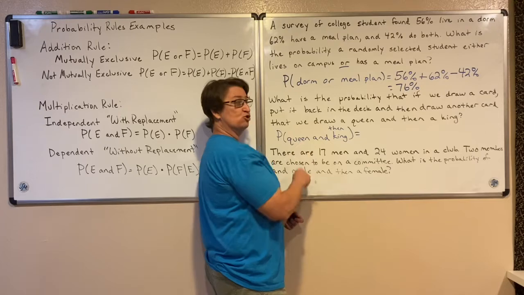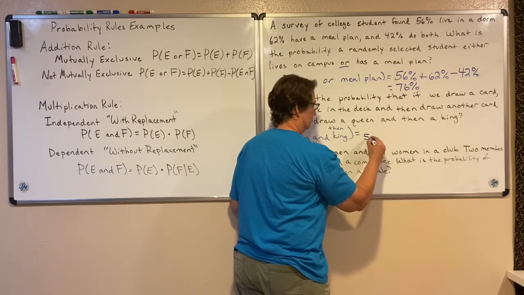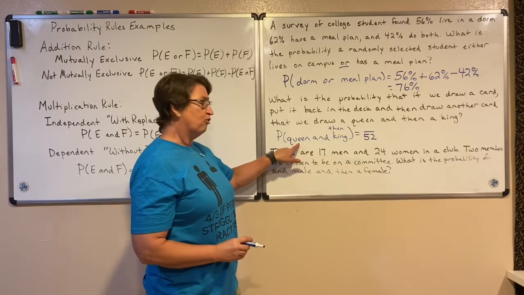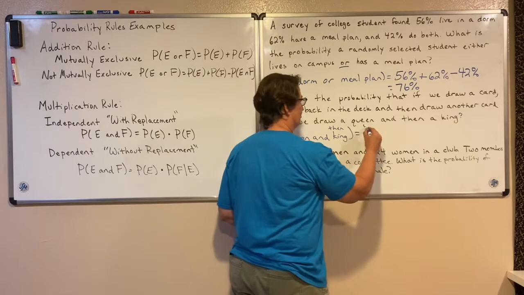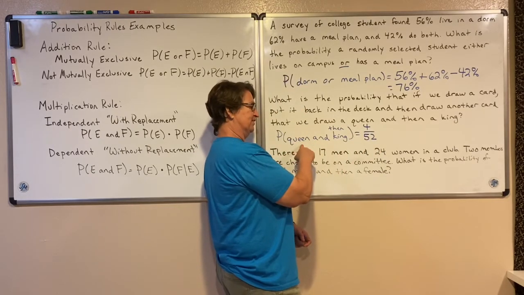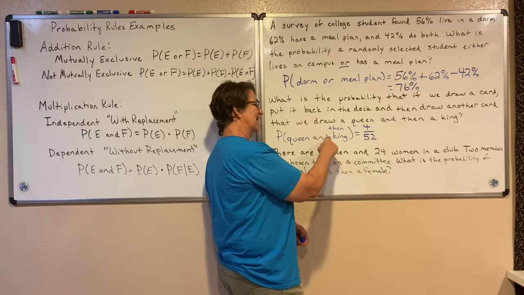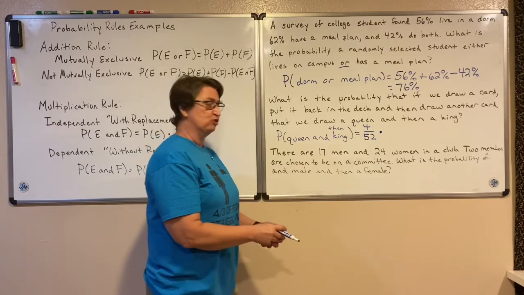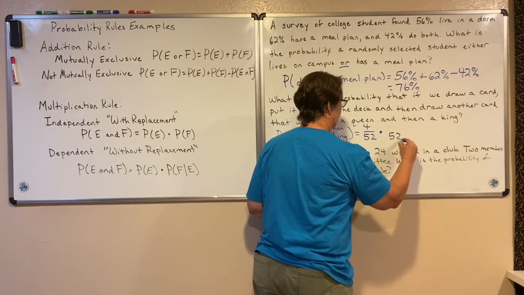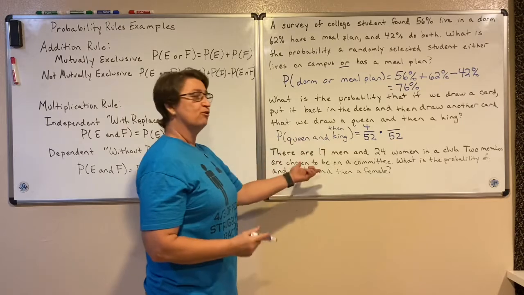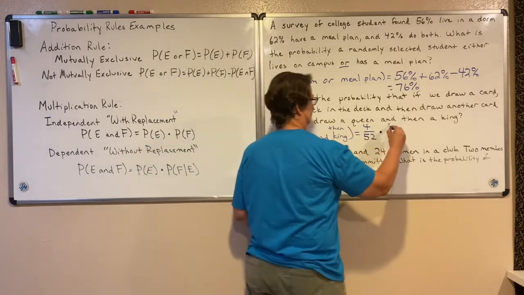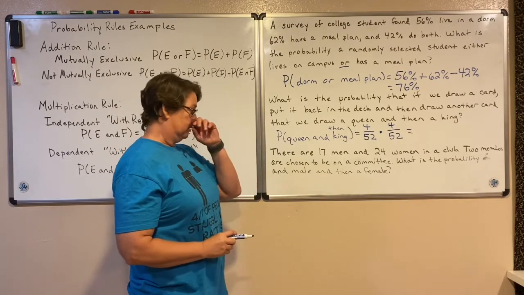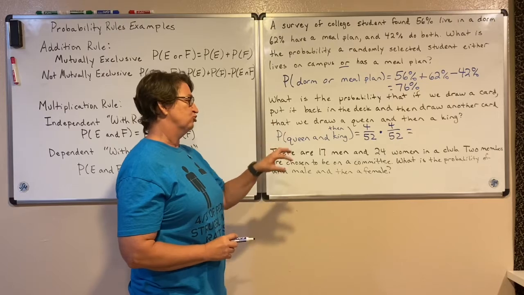So there are 52 cards in a deck. So my total number of cards I could draw from are 52. And there are 4 queens in the deck. So the probability I get a queen is 4 out of 52. This and tells me I'm going to multiply. Because I put the queen back in, there are again 52 cards in the deck. And there are also 4 kings in the deck. So it's 4 52nds times 4 52nds. So I'm going to multiply those two together.